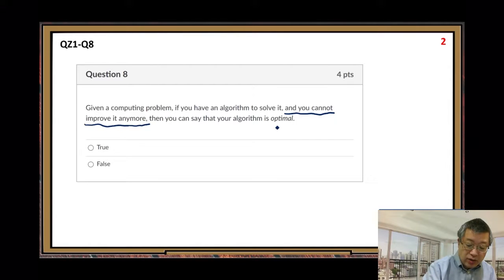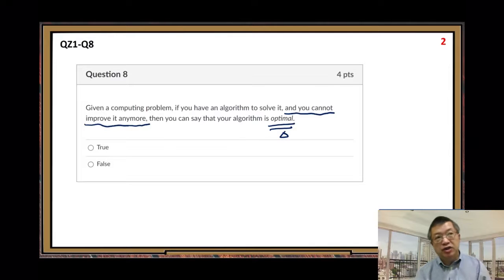Now, this question checks your understanding of the optimality concept. The answer is false. The explanation is very simple. You cannot improve it anymore, but is it possible that someone else can improve it? Other people can improve it. How do you know other people cannot improve it? You have to prove it. If you want to say it is optimal, you have to prove it.